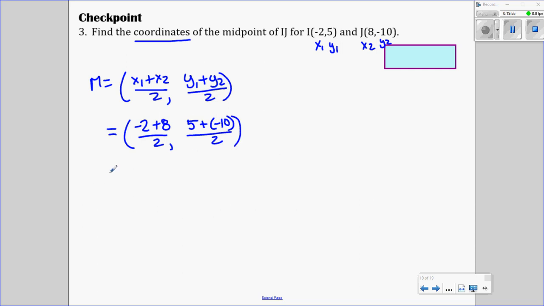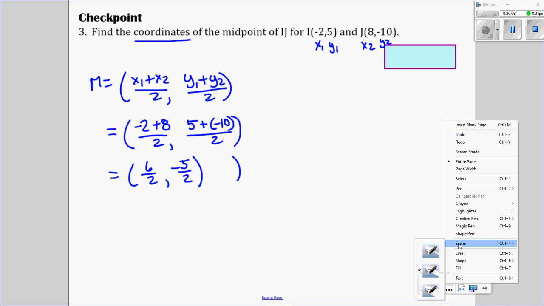And then you solve, you simplify. So this will give you 6 over 2, and then this one will give you negative 5 over 2. Let me get rid of that. It was a bit wide.